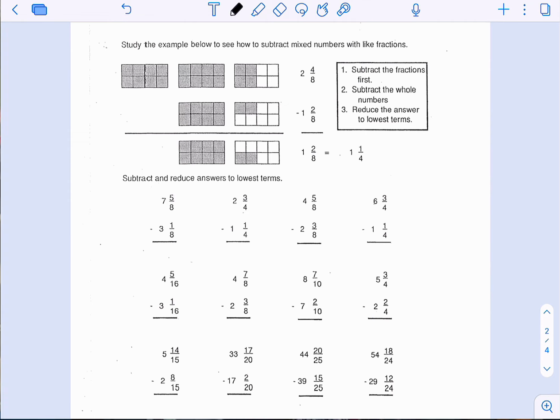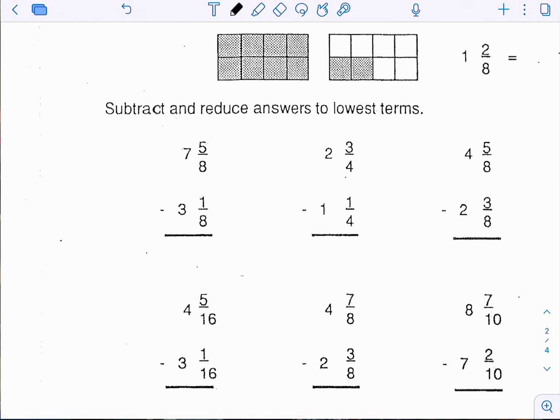In this video, we're going to subtract mixed numbers. So we're going to start by subtracting mixed numbers where the fractions have common denominators. Here we have 7 and 5/8, subtract 3 and 1/8.